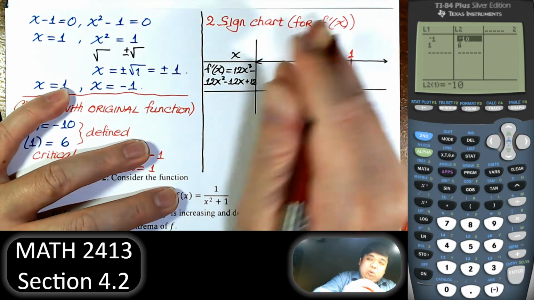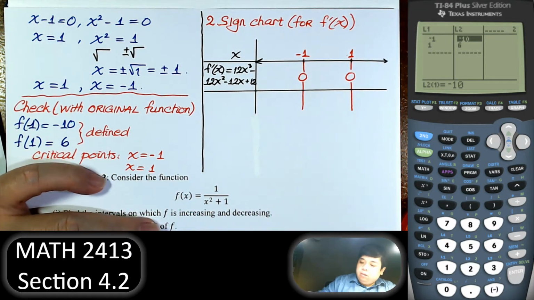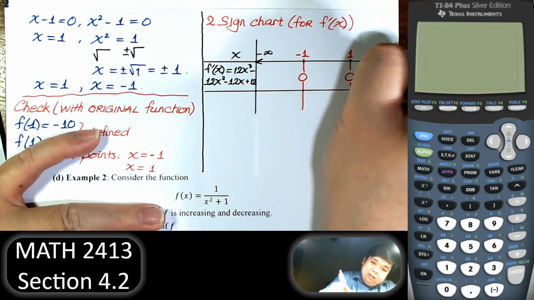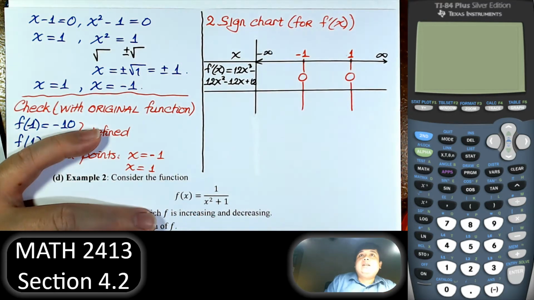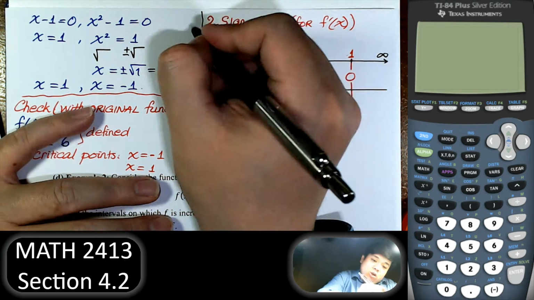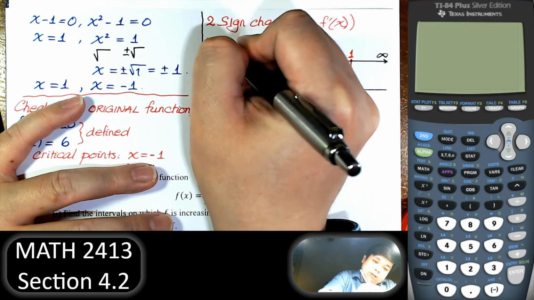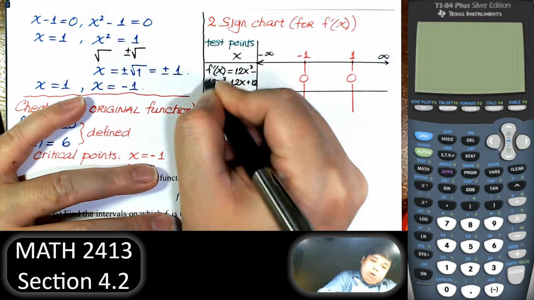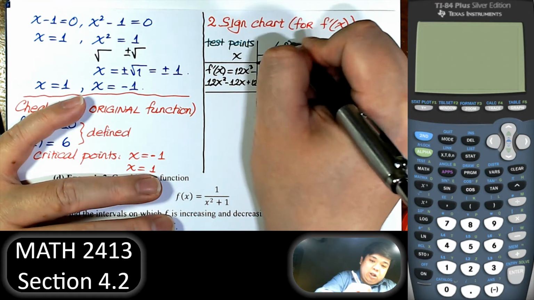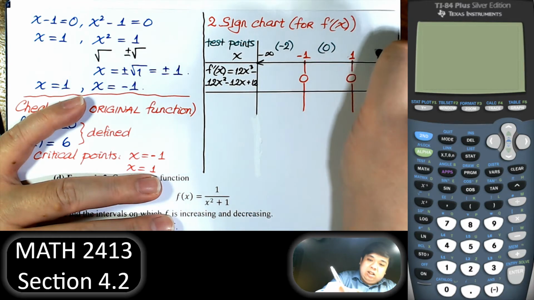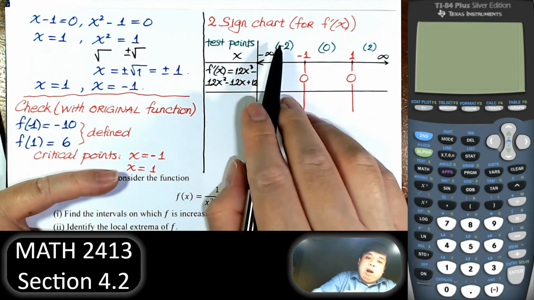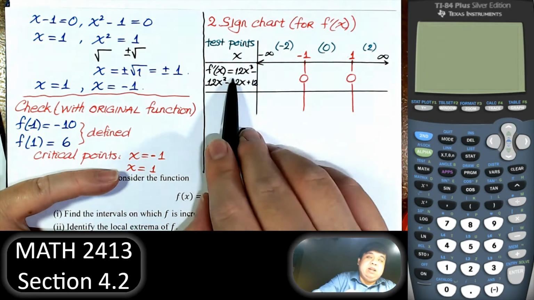So we'll make a table. We need to see where it is positive and negative, so we need to do test points for the derivative. Just pick a number between negative infinity and negative 1. So I choose negative 2. Between negative 1 and 1 is 0. And 1 to infinity, I will choose 2. I put those points into the derivative here.